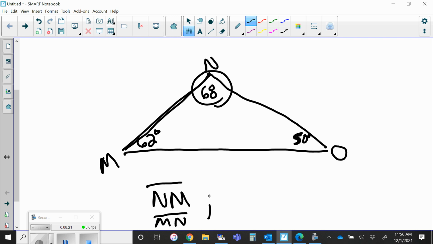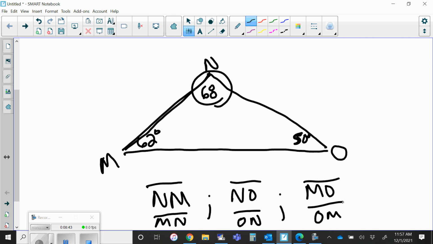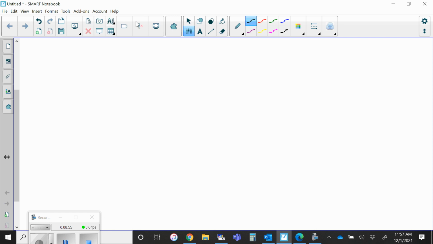What would be the next smallest side? Line segment NO, or? And finally, what would be the biggest side? Line segment MO or OM. Does everybody understand this theorem and questions on it? All right.